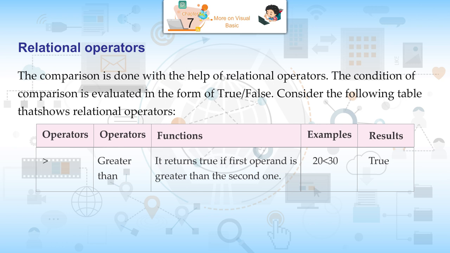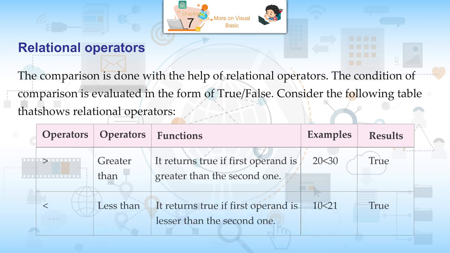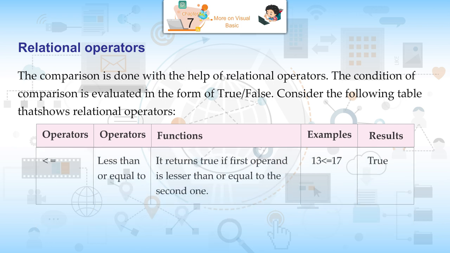20 is greater than 30, false. Less than. It returns true if the first operand is lesser than the second one. 10 is smaller than 21, true. Less than or equal to. It returns true if the first operand is lesser than or equal to the second one. 13 is less than or equal to 17, true.